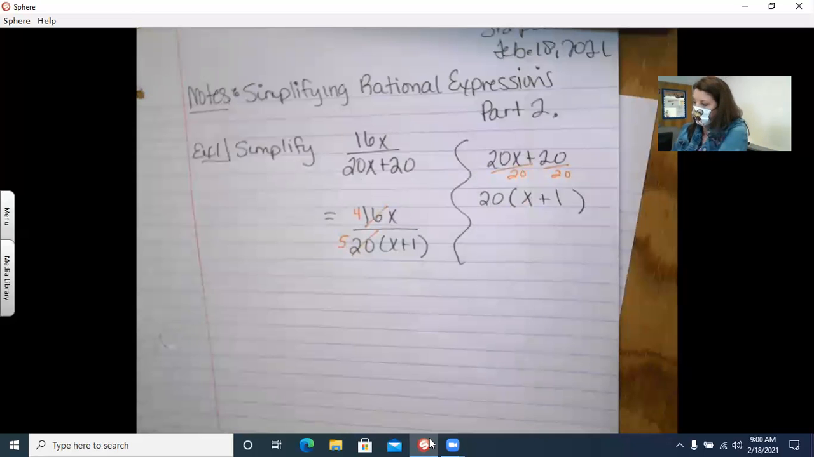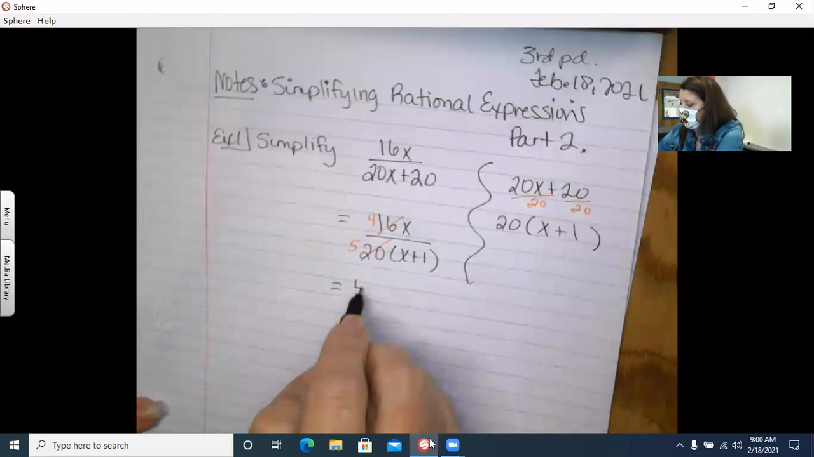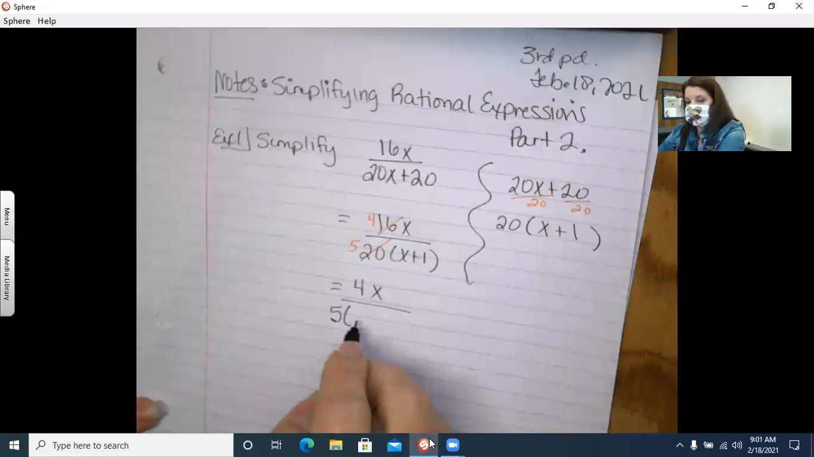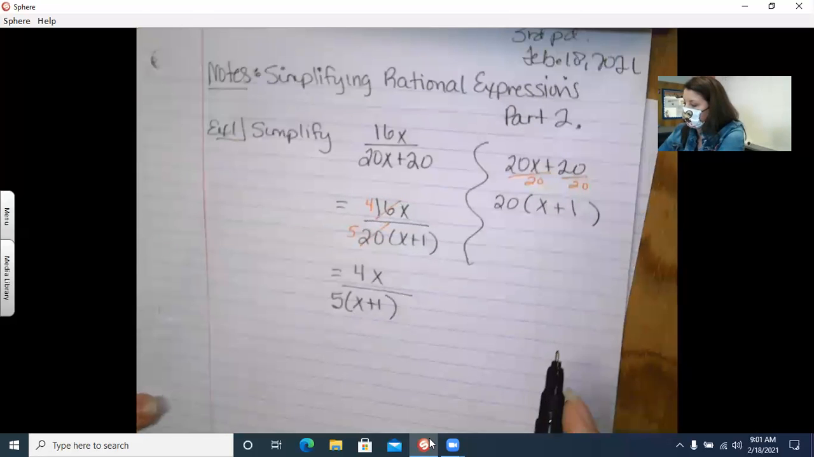So in the numerator, we are left with now 4 times x is 4x. In the denominator, reduce the 20 to a 5, open parentheses, x plus 1. Is there anything else that I can reduce or cancel? Nope, so that's my answer.